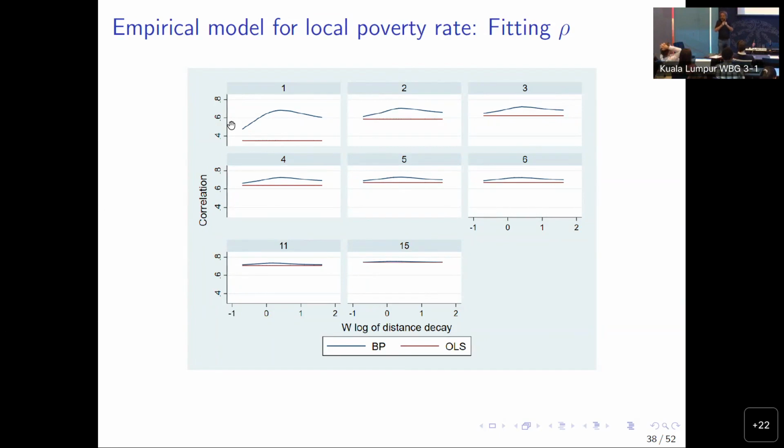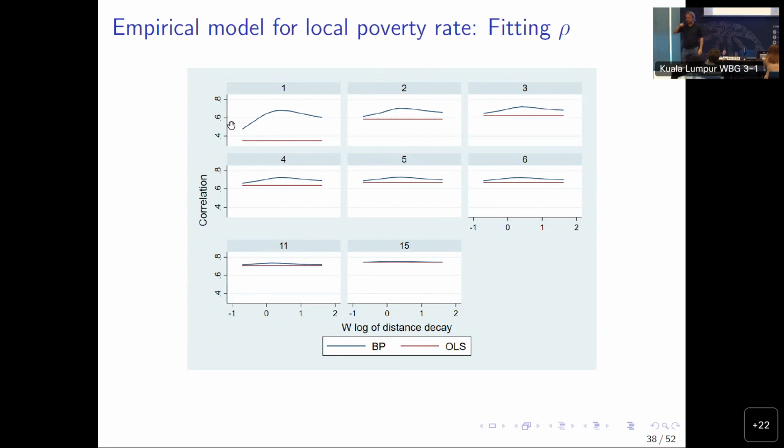The correspondence between the observed poverty rate in the survey versus the predicted poverty rate in our model. And then we vary that here with the coefficient that captures the spatial correlation structure, right? And at some point, you expect it to peak around the true spatial correlation.